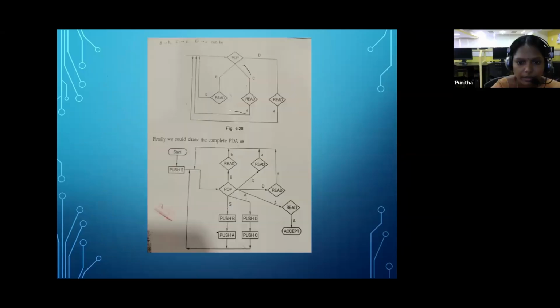For the final representation, we should pop the null string from the stack, then read the null string from the input tape, and finally reach the accepted state. Here there is no null string present in the stack, so we need not perform the pop null string operation. So I neglected the pop null string operation and straight away performed the read null string operation.